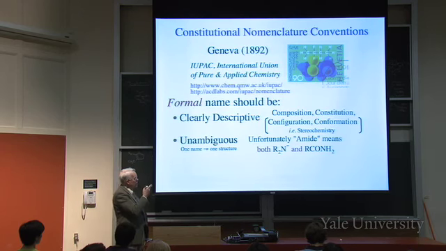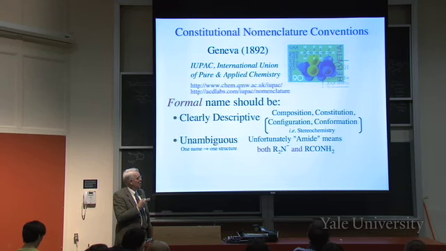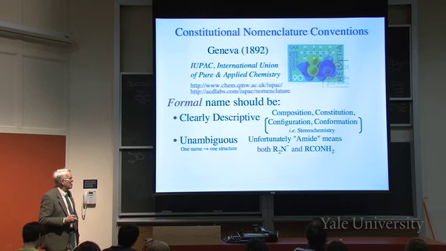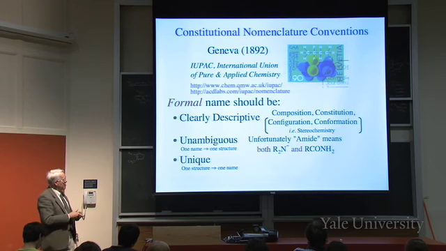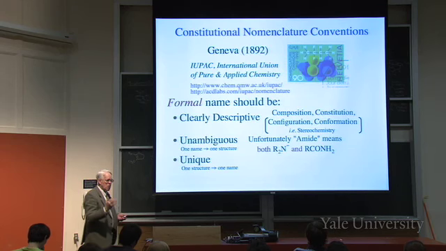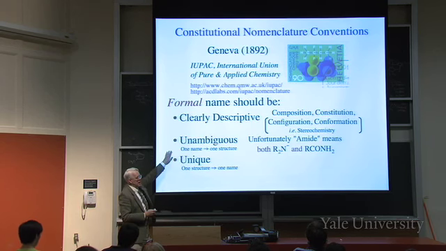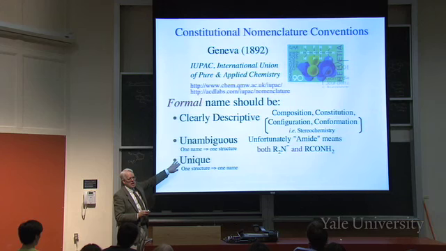Okay, so unfortunately, amide doesn't fit that bill because it means the anion of an amine, but it also means that functional group we're talking about. It's the same name. You have to figure out from context which one you're talking about. It also has to be unique. One structure is one name, so everybody will have the same name for the compound, right? Which is more important, that it be unambiguous or that it be unique?